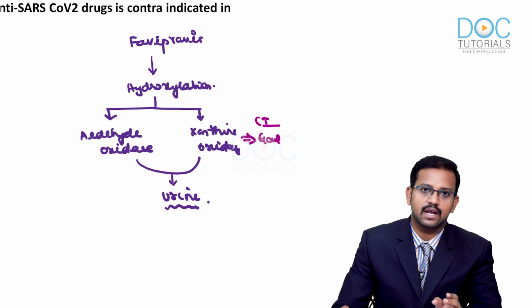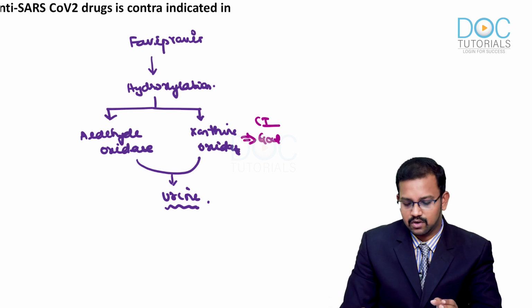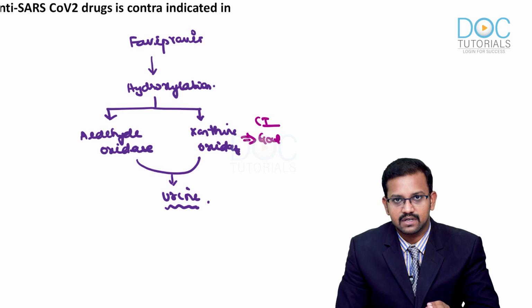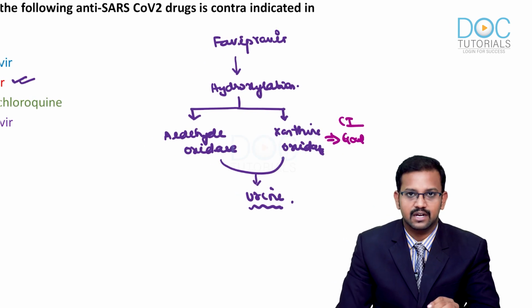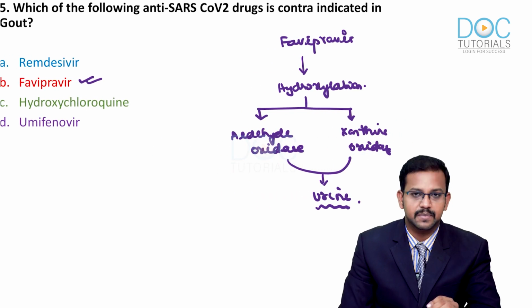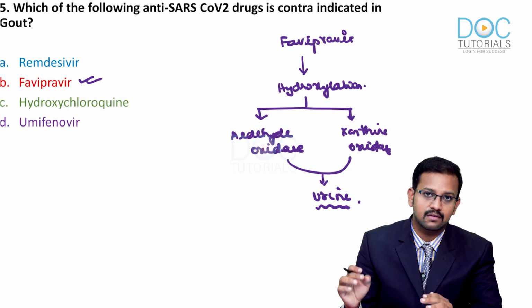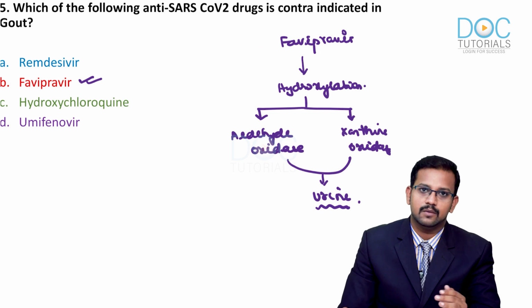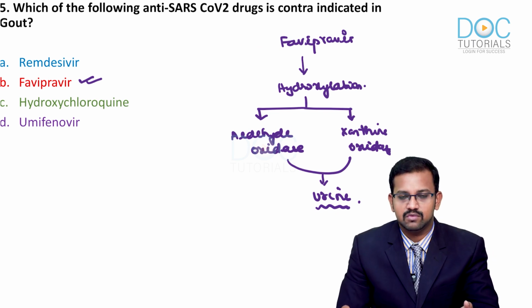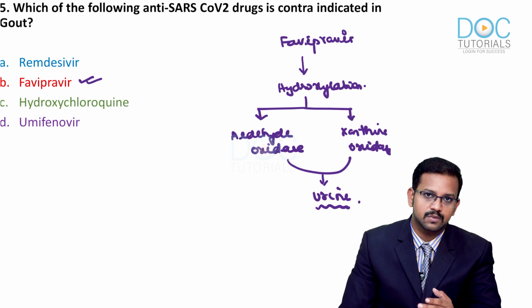Recently, it has been shown that the dose must be reduced in gout, but overall, we don't usually prescribe Favipiravir currently. Remdesivir is the drug which is currently being used throughout India. So, even if you are planning to administer Favipiravir, please make sure that you monitor the uric acid levels regularly, because if the patient is a known hyperuricemic, there might be issues with the metabolism.